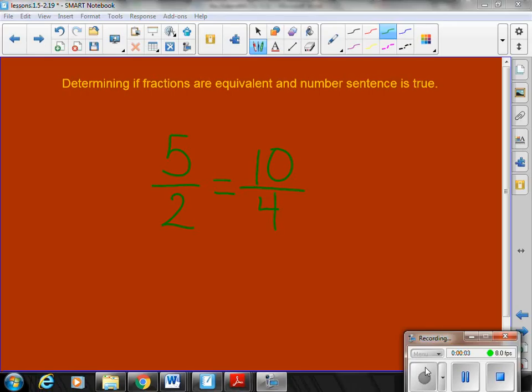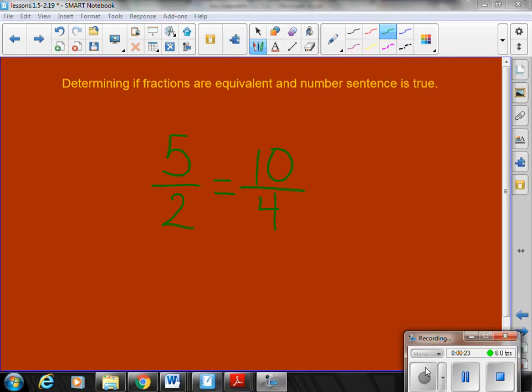Determining if fractions are equivalent and a number sentence is true or not. Okay, so starting out, I have 5/2 is equal to 10/4. And my job is to prove if the sentence is true or if it is not true. And I'm going to do that by drawing a picture to show my fractions.